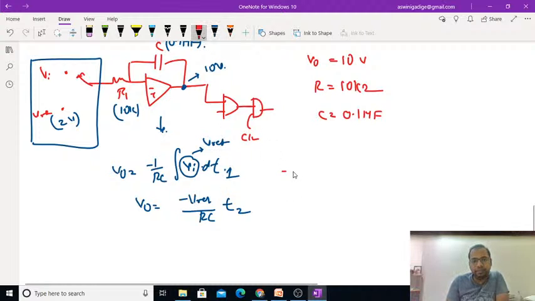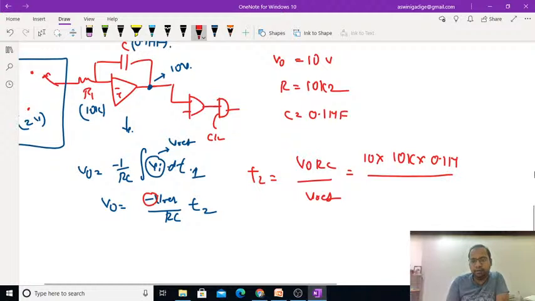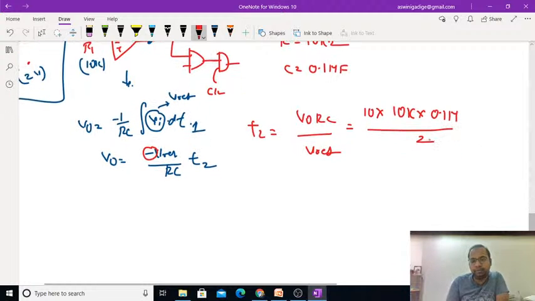So from this expression, T2 can be taken as V0 RC divided by V reference. No need to consider the negative sign, because timings cannot be negative. So 10 into 10k into 0.1 micro divided by V reference, which is 2. Finally I will get 5 milliseconds. So here T2 is 5 milliseconds, and that is the correct answer for this question.